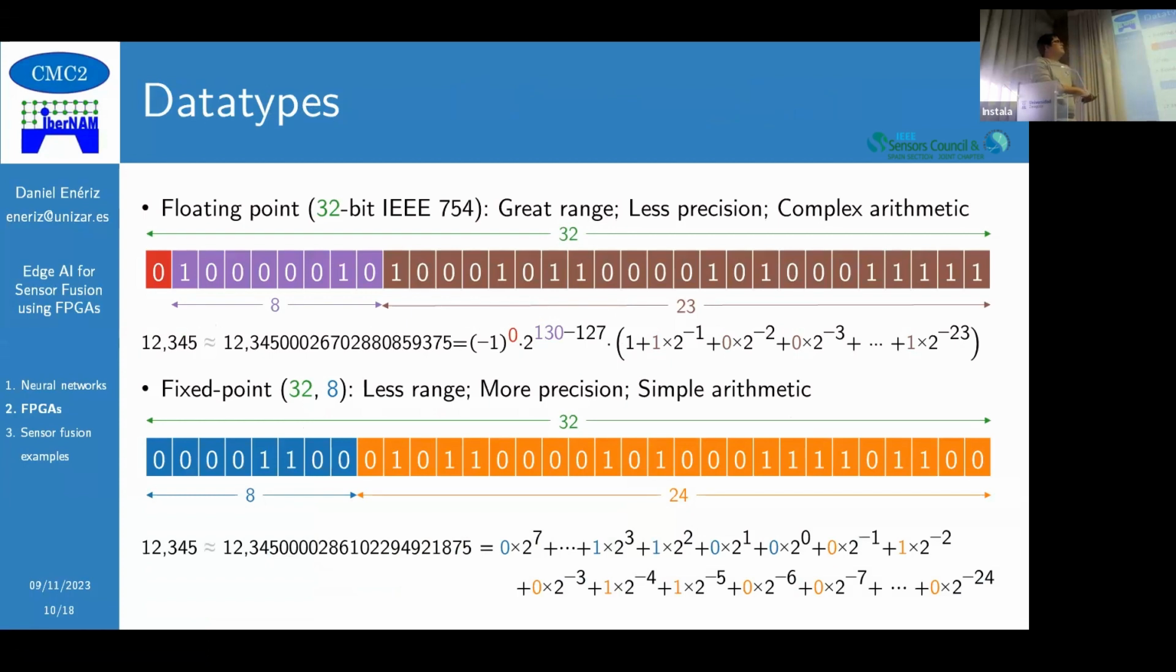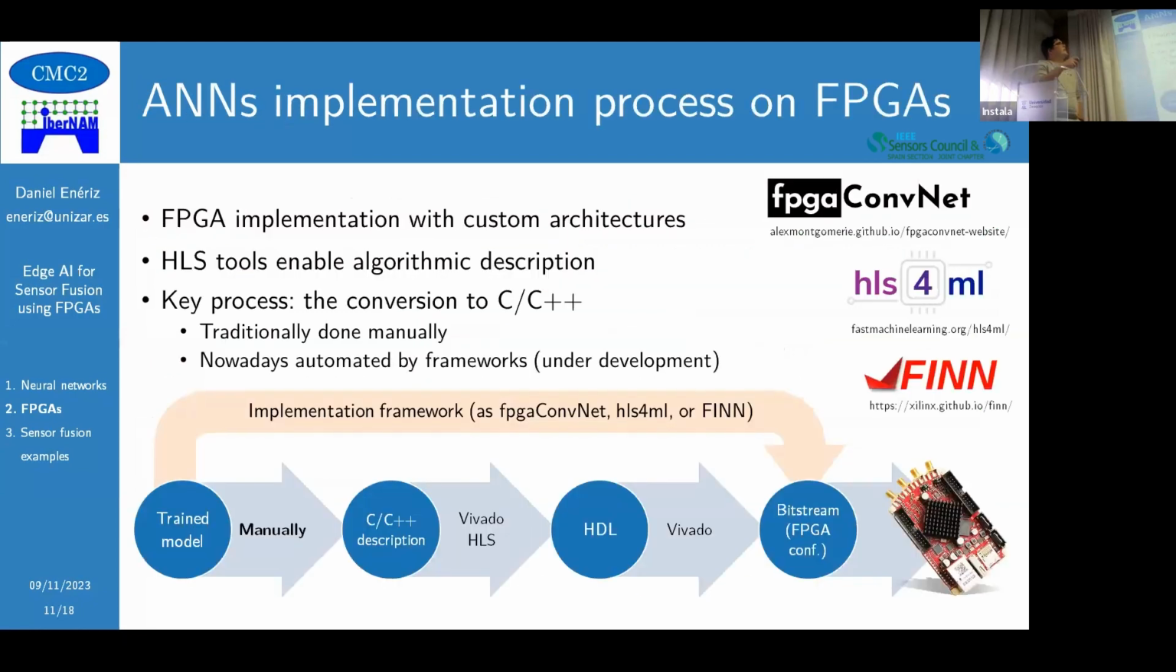And also you have to take into account the hardware you have to implement to do arithmetic operations with both representations. And the thing is that with the floating point representation, due to its nature, these hardware architectures are more complex, meaning that they cost more FPGA resources. For this reason, it's pretty common to use fixed point representation in FPGA design, and it is what we are using in our designs.